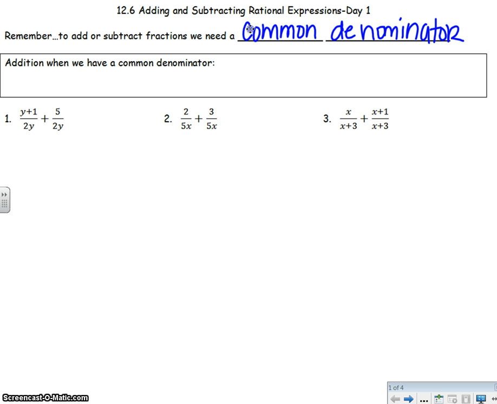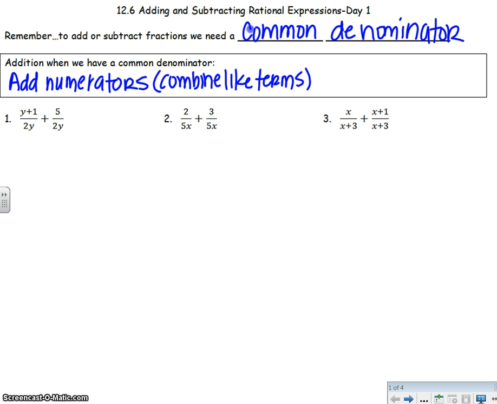There she goes. Okay, so when we have a common denominator, what we're going to do is add the numerators, and then we will check if there's anything we can factor out and reduce. Remember, we'll just combine our like terms, watch your signs, all that stuff we've been doing all year.